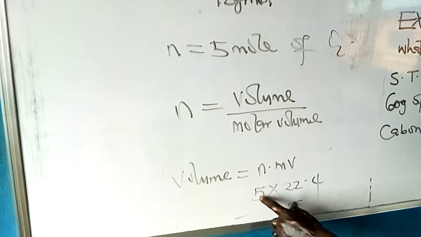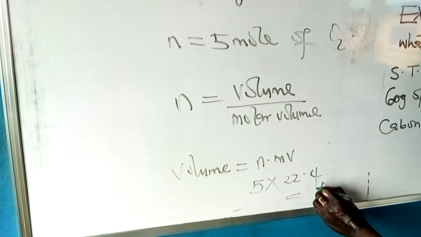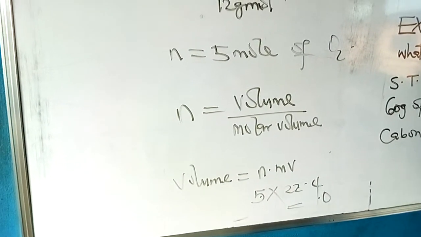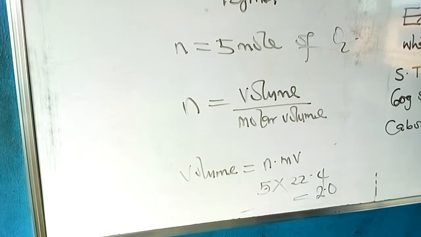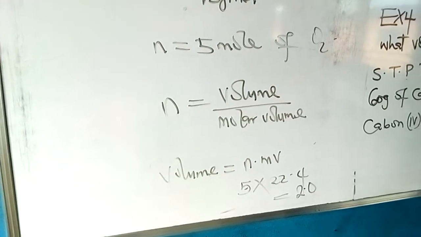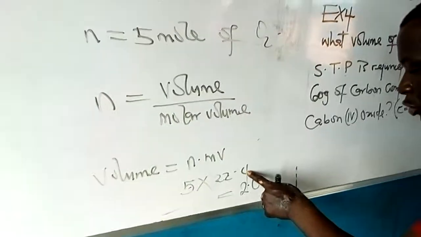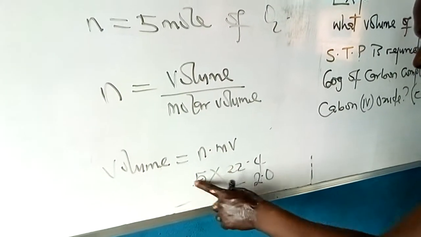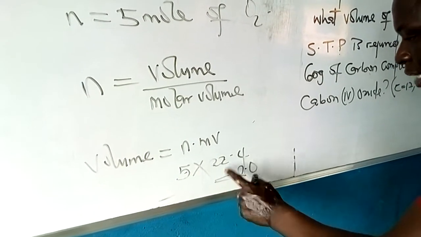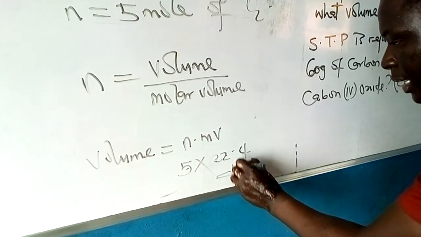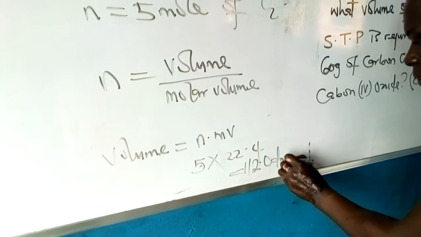So that gives us 5 times 4 is 20. Write 0, keep 2. 5 times 2 is 10 plus 2, 12. Write 2, keep 1. 5 times 2, that's 10 plus the 1 we are keeping, 11. So that gives us 112.0 dm³.